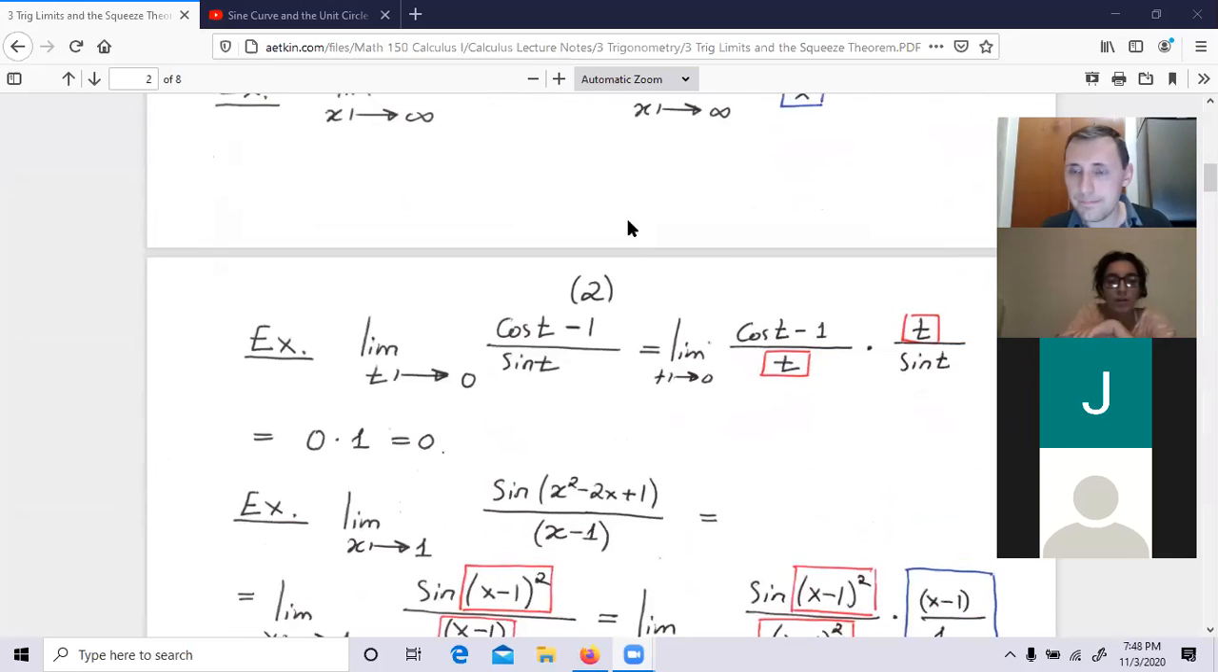Professor, wouldn't another way to solve it be to split them? Yes. And then you have the sine 3 over, okay, yeah. No, it's good. You think of all the ways.